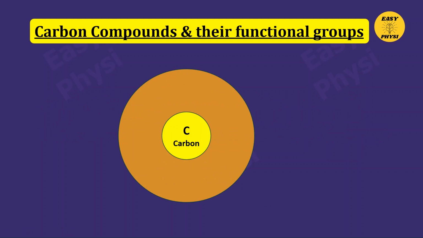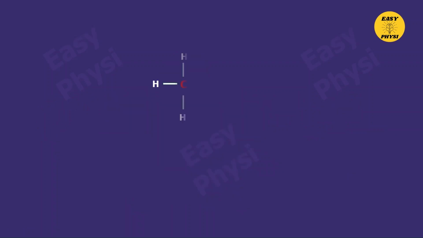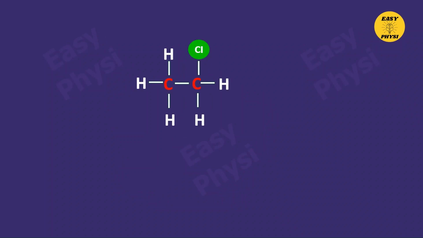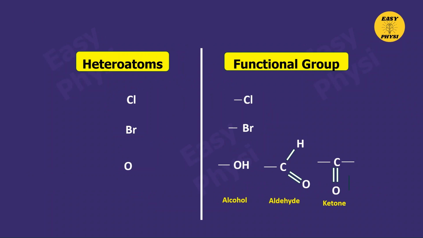Carbon can form bond with other elements like chlorine, bromine, oxygen, nitrogen, and sulfur and form new compound. New compound are formed when the hydrogen atom of the hydrocarbon chain is replaced by an element. The element that replaces the hydrogen atom is called as heteroatom. Here, chlorine is the heteroatom. This heteroatom forms the functional group of the compound. Sometimes heteroatom pair up with some other atom to form a group.